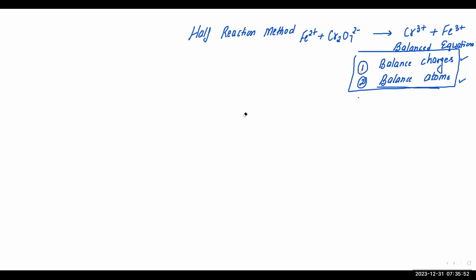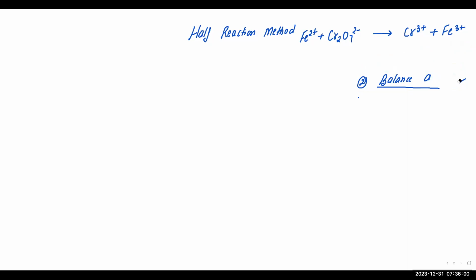Now I'm going to tell you the rules. How to do this? We have to follow certain rules and you are not going to break them. So follow the rules. What are the rules? First rule. I'll be writing in brief. Write two half reactions. Let's apply rule number 1.